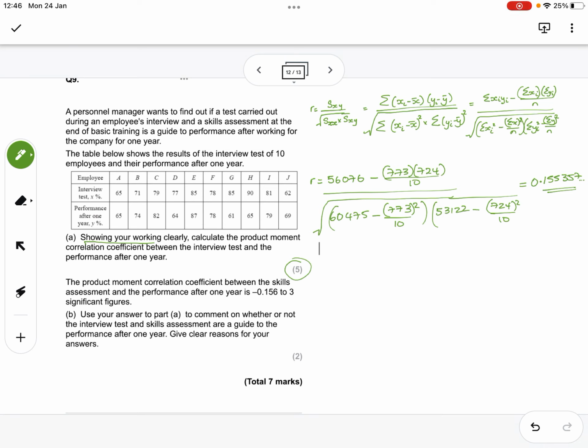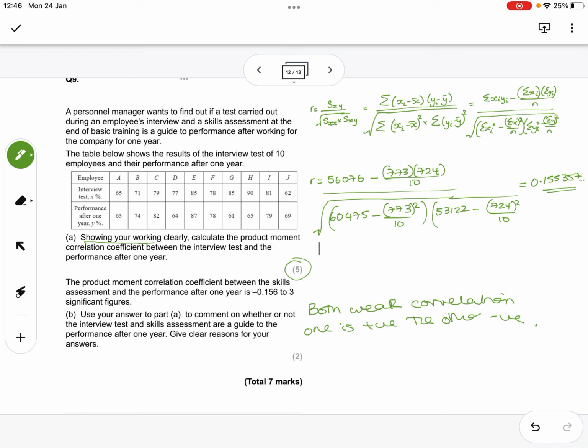And then the next bit is the product moment correlation coefficient between the skills assessment and performance after 1 year, which is very similar but negative. So they're both weak correlations. You need to comment: both are weak correlations, one is positive, the other negative.